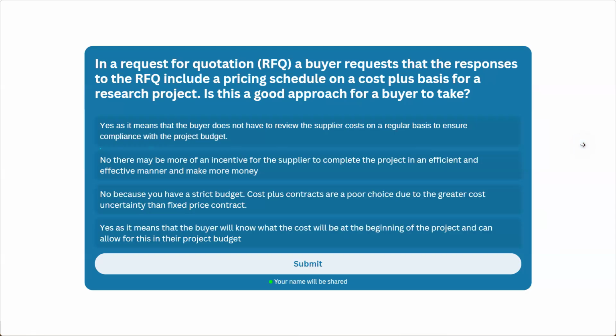Actually, this only works with a fixed price or lump sum contract. We already know the whole price for the contract in advance, and we prepare the budget for that. But this is not how cost plus works. Cost plus means you pay the supplier the actual cost plus a markup for them. So the total cost here is not known yet, actually.